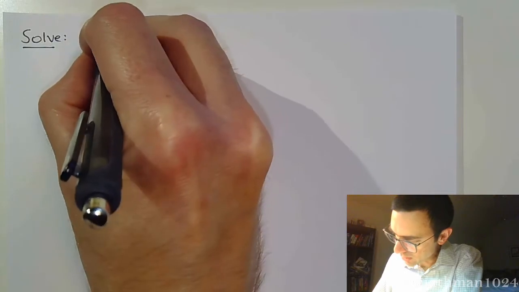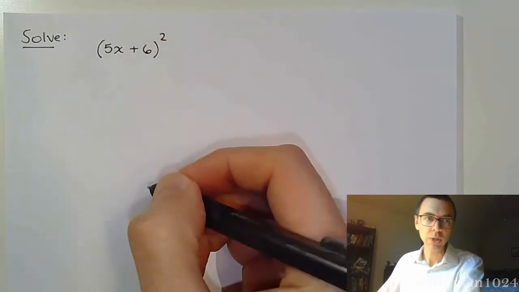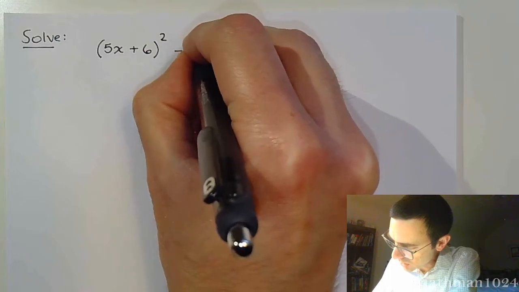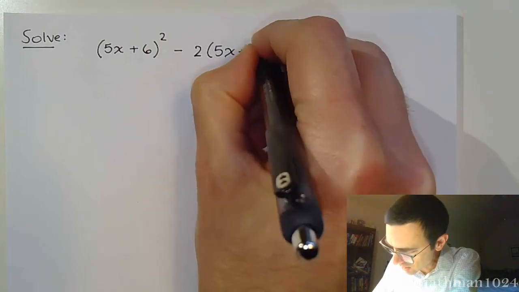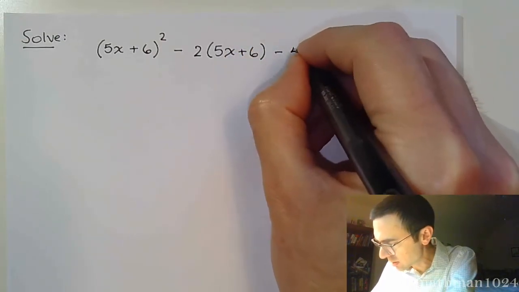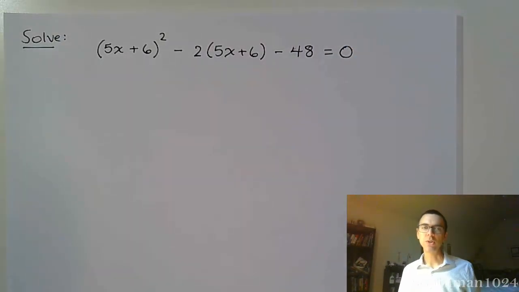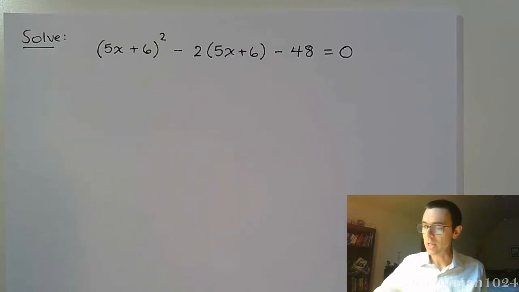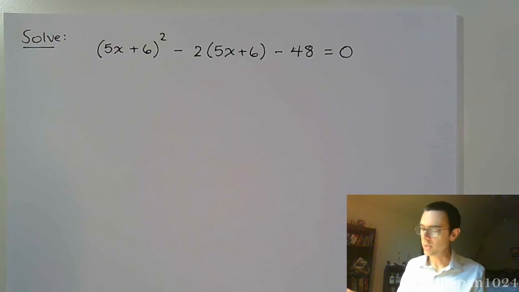Okay, so let me take (5x + 6) quantity squared minus 2 times (5x + 6) minus 48 is equal to 0. Now there are a few different ways of handling this problem. I'm sure that I have some students who would like to go ahead and square this out and distribute the 2. But instead of doing that, here's what I want you to see.